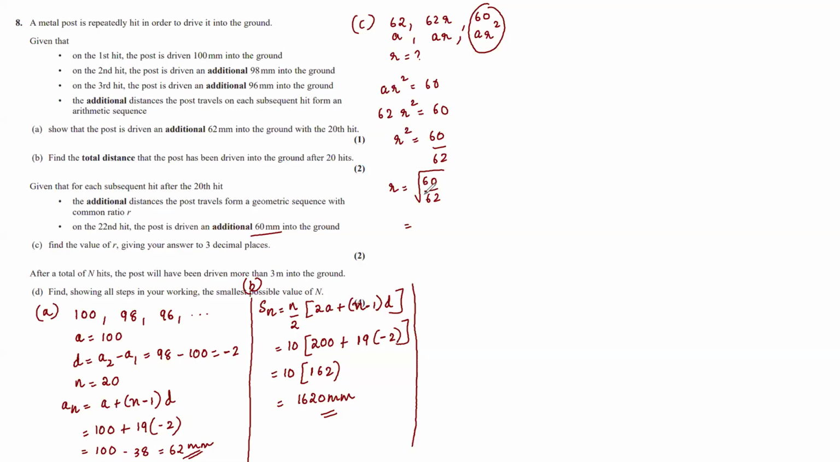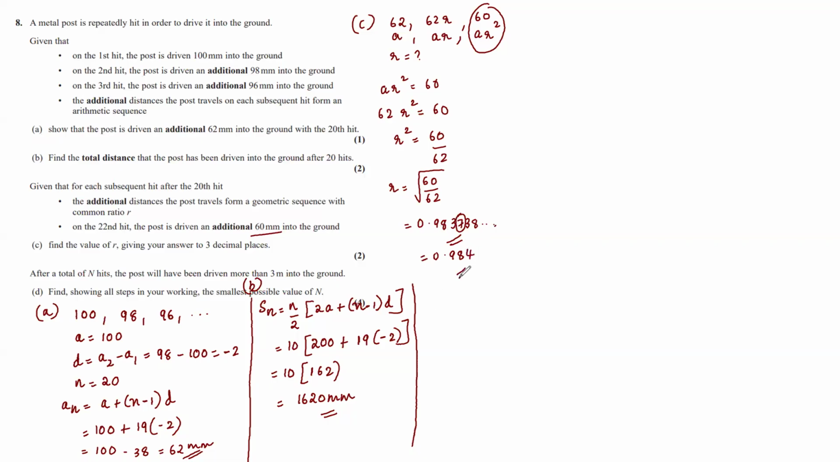Let's put that value in calculator. Square root of 60 divided by 62, which will give us 0.9833738, etc. This will be the r value. And now it's given that find the value of r, giving your answer to 3 decimal places. So if you are rounding it to 3 decimal places, this will be 0.98. Check the fourth one. It's more than 5. So add 1 to it.